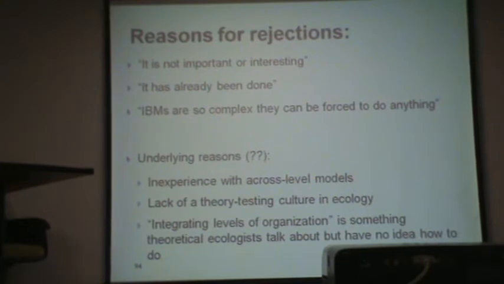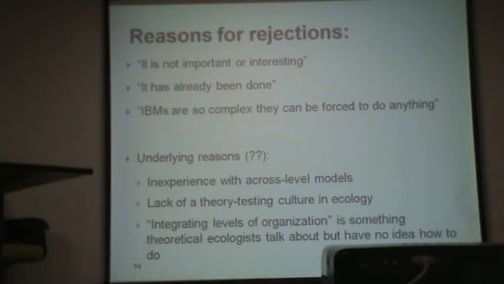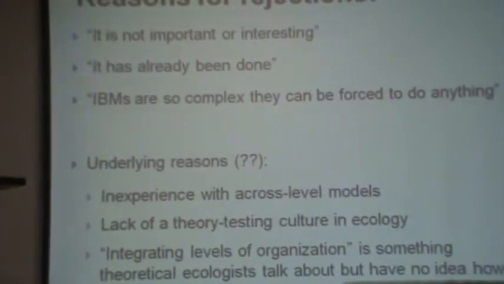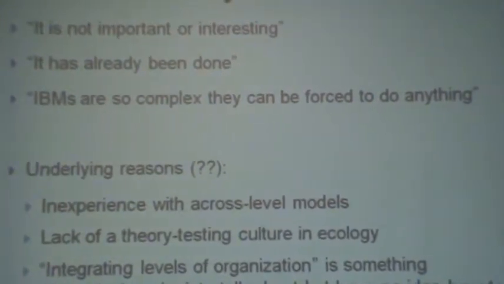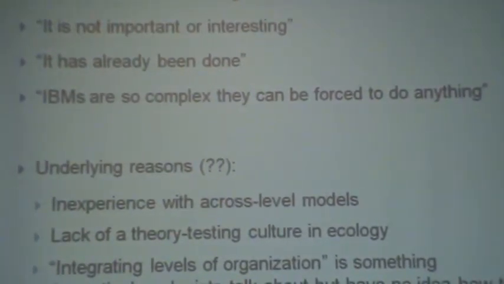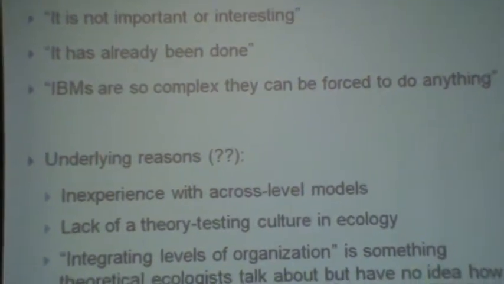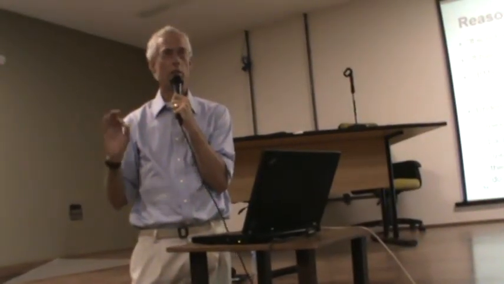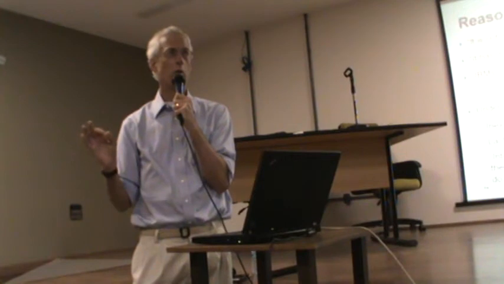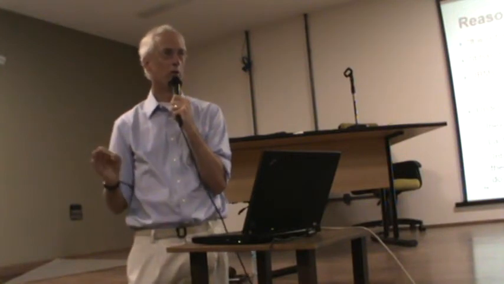So why did this paper get rejected so many times? We got a wide variety of comments, and most of them we just didn't understand. Some of the reasons were it's not important or interesting. Some people were certain that it had been done before, even though those citations that they gave were clearly not relevant. And then there's the always popular individual-based models are so complex you can force them to do anything. And we actually went back and built a much simpler model in NetLogo that only included the feeding processes. So we could say this model is quite simple. You can't really force it to do everything.